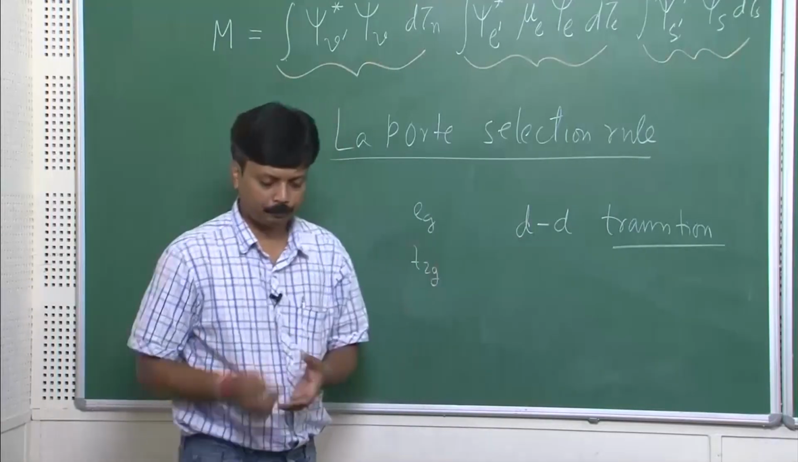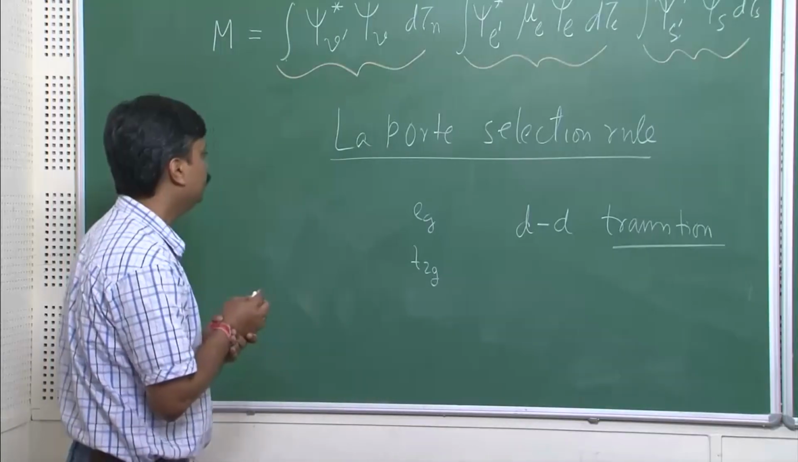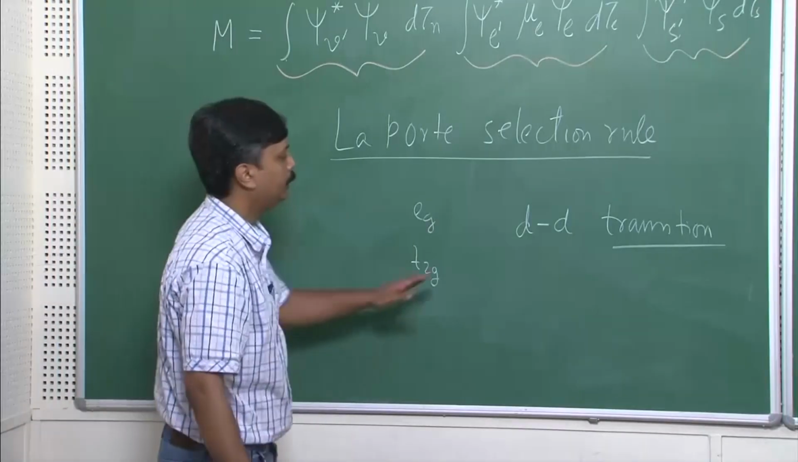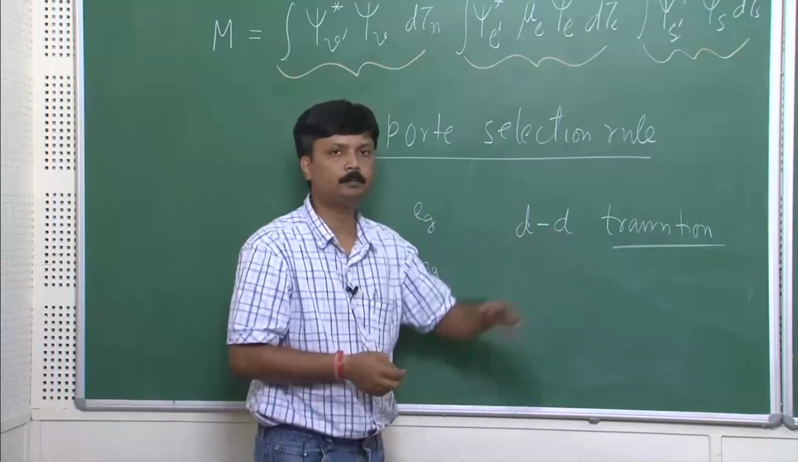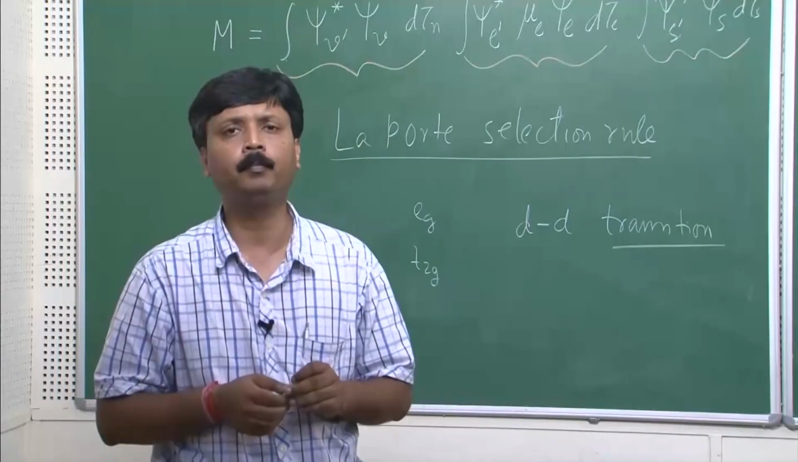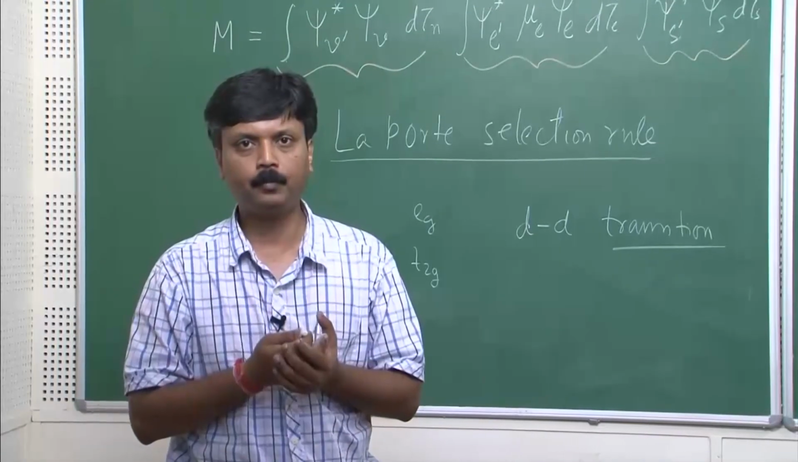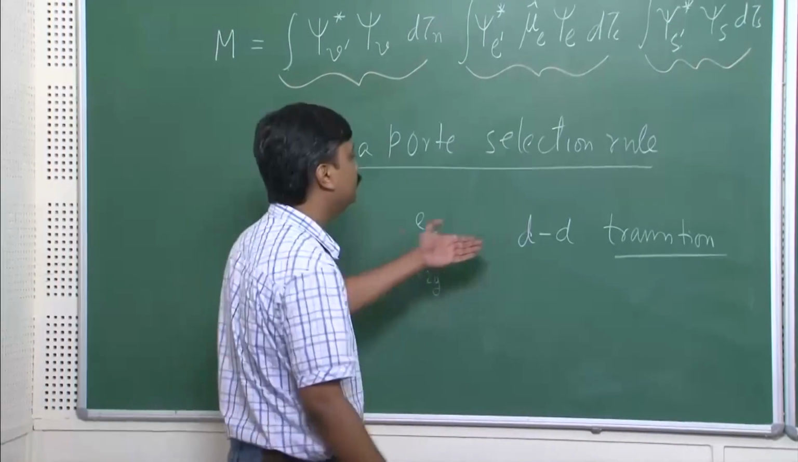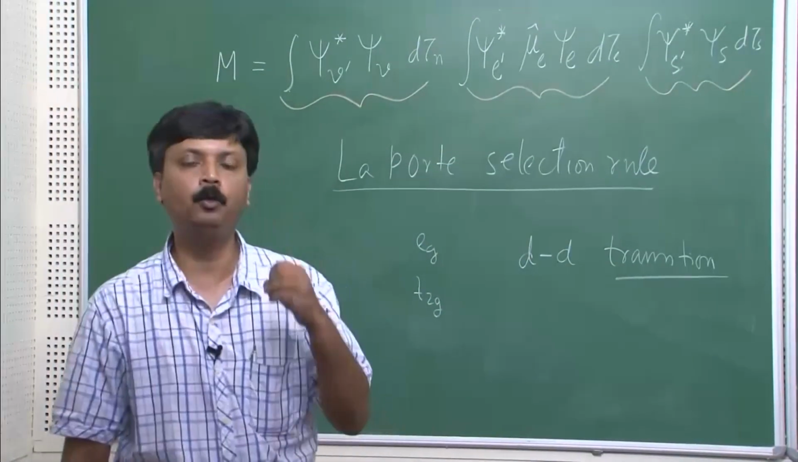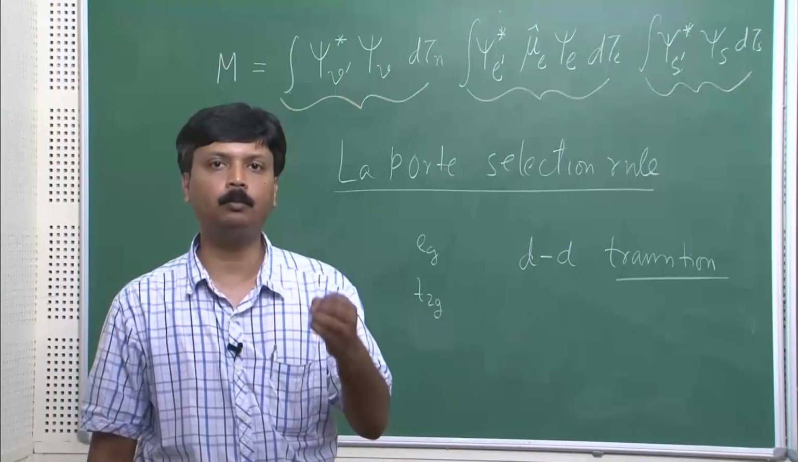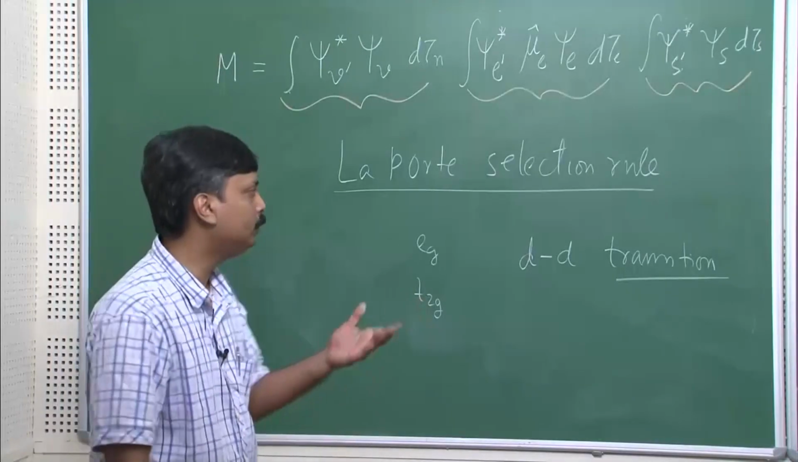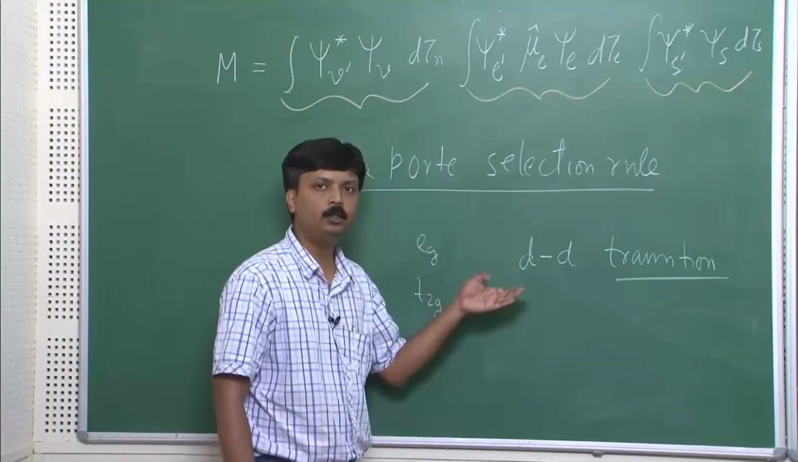If you look at the transition moment integral here, you will find that these d orbitals, in the case of a centrosymmetric molecule, are of g type, correct? Because if you do an inversion operation, nothing happens to these d orbitals. If you look at the component functions, either xy or xz, or x squared minus y squared, or z squared, all these functions are invariant to inversion.